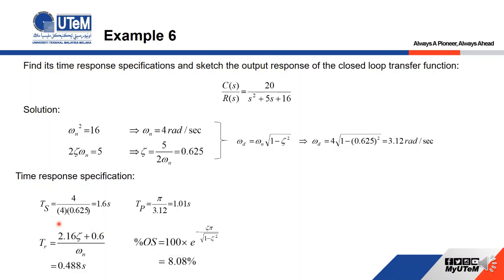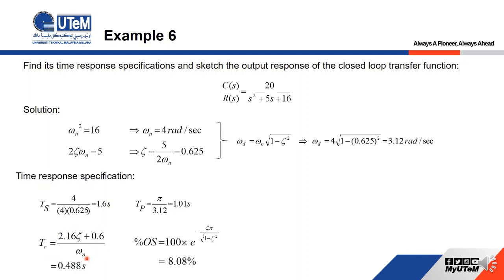Okay, to calculate Ts, we normally use the formula for the 2% criteria, which is 4 divided by zeta omega n. Zeta we already calculated, omega n we already calculated. We put them in this equation and then we get Ts equal to 1.6 second. Okay, for Tp we just use the formula pi over omega d. Omega d we already calculated here, so we put this value in and we get Tp equal to 1.01 second. Okay, for Tr we just use this formula.